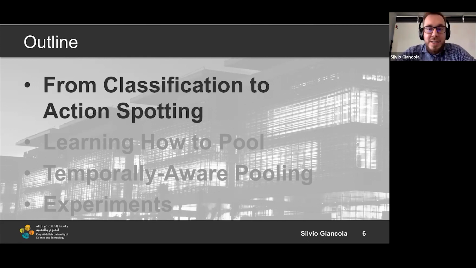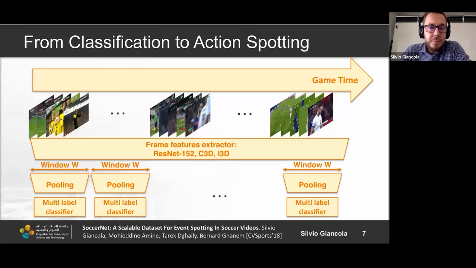Okay. So let's start with our first part of this presentation, which is basically how to go from clip classification to action spotting. This is the method that was introduced in the baseline during SoccerNet v1. So during SoccerNet v1, you basically have multiple modules. You have all the frames of the game that are extracted at 2 frames per second. We extract the features for all of the frames, either using ResNet-152, C3D, or I3D. That was the original code of it.